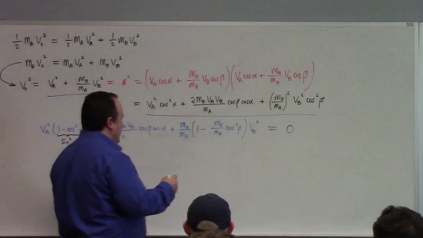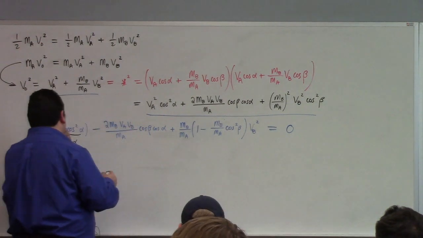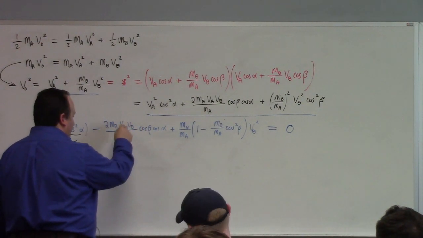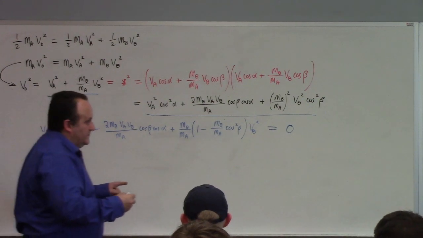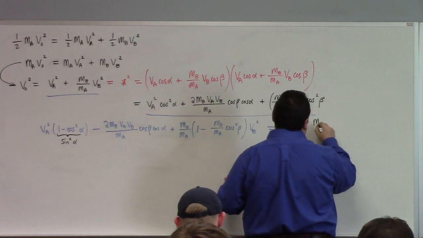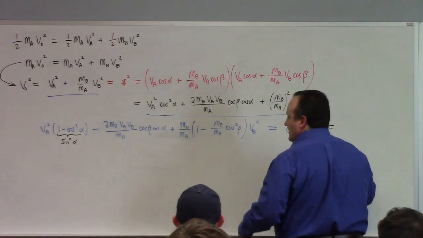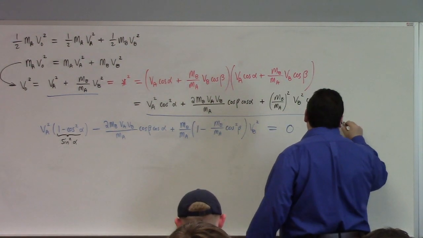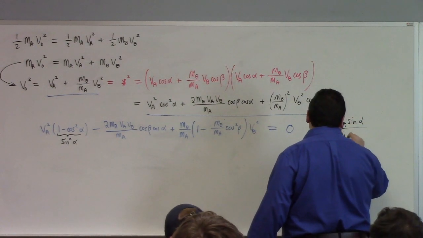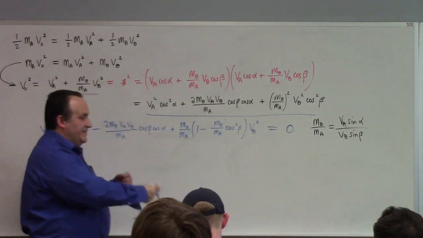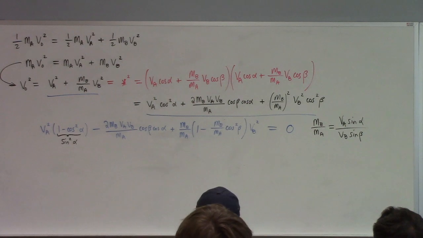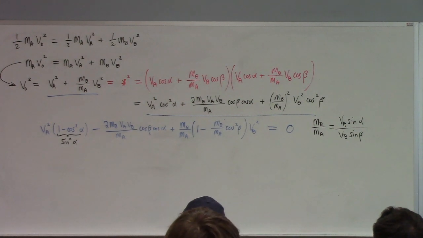The real issue over here is, okay, so the MB over MA is what? See this right here? Let me write that again closer to what we're going to use it. We have MB over MA is equal to VA sine alpha over VB sine beta, right? So that equation allows you to trade ratios of masses for trigonometric functions and velocities. That means we can remove masses from this equation by using that.